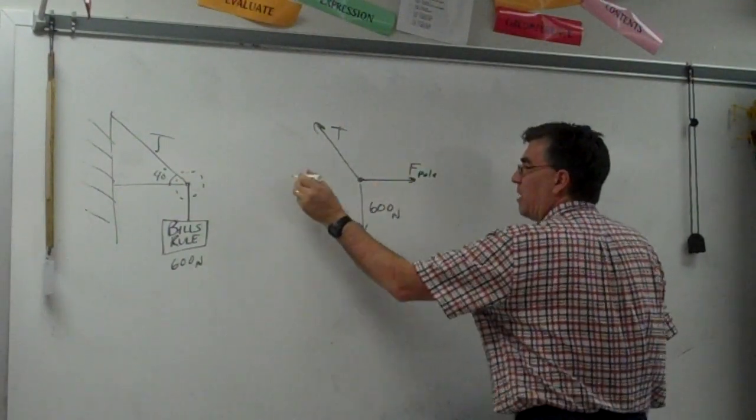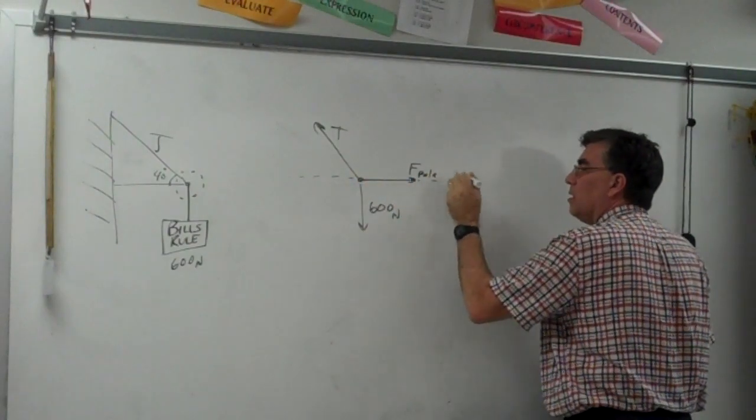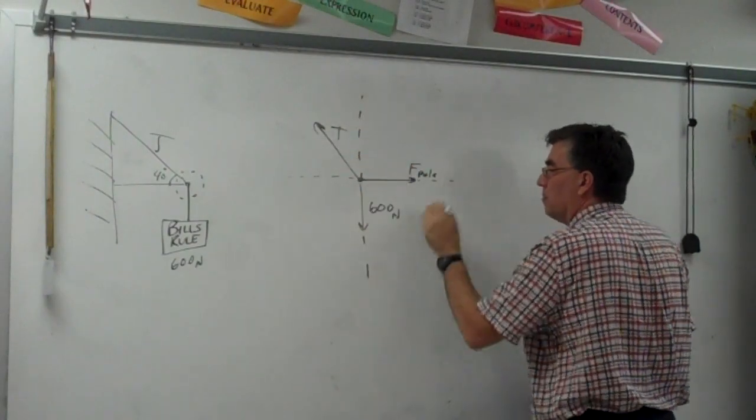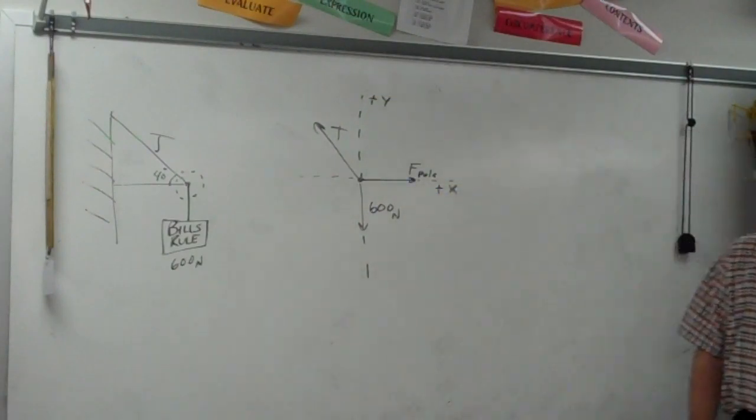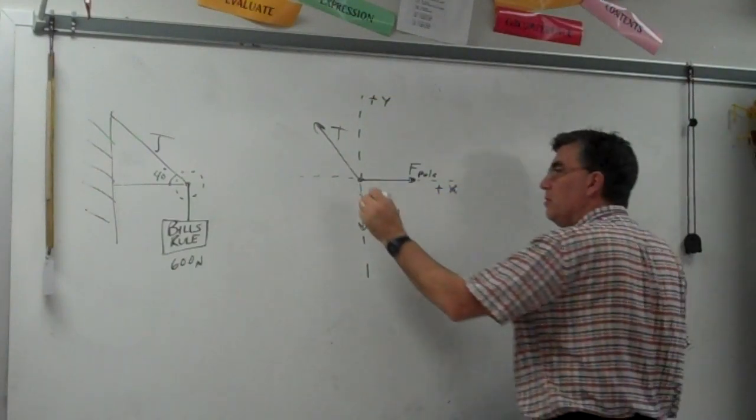That's the first step. Second step is set up your Cartesian coordinate system. Positive x, positive y. It's F pole. Fill in your angles.